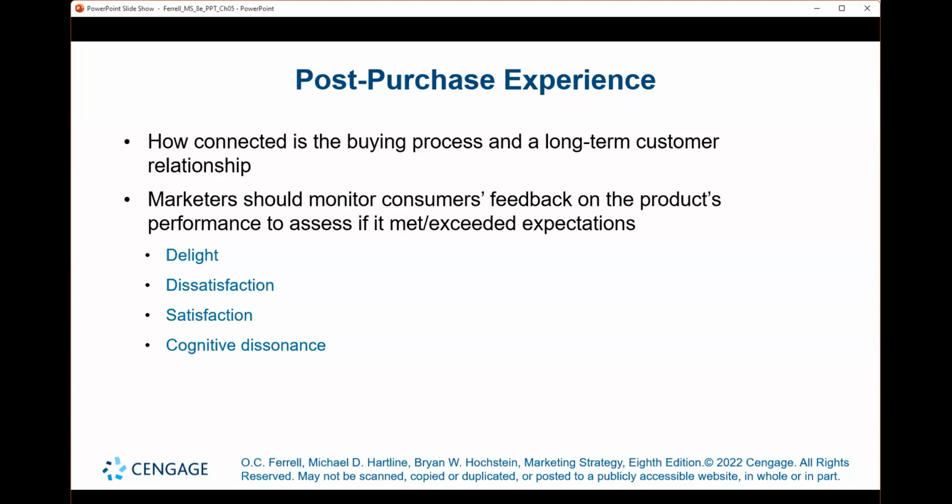pretty extensive as well. So these are the four categories when it comes to whether or not you succeed in your purchase. And this is why satisfaction has become one of the more difficult things to measure. So delight is exceeding a consumer's expectations.